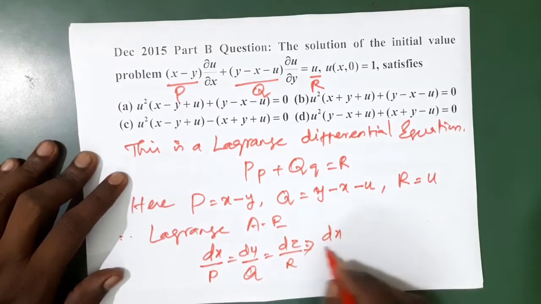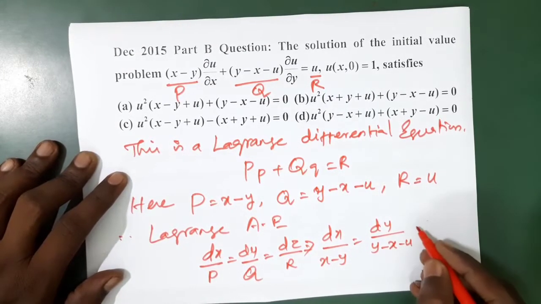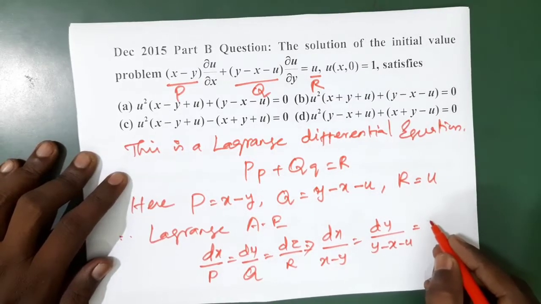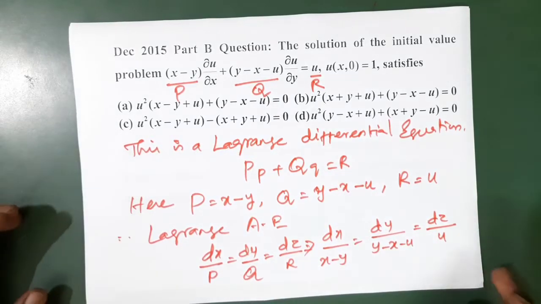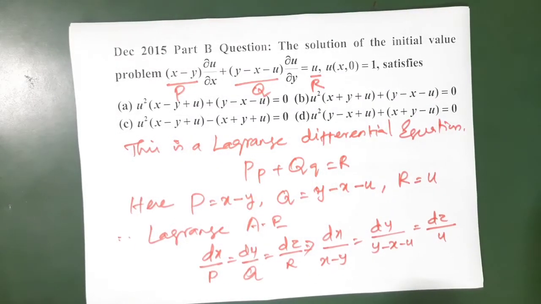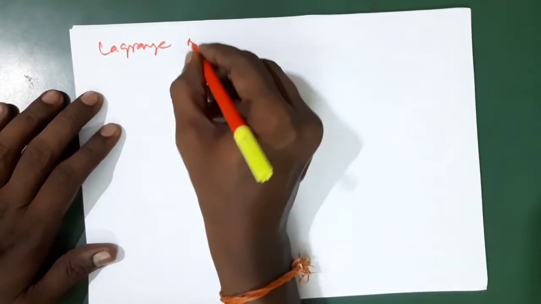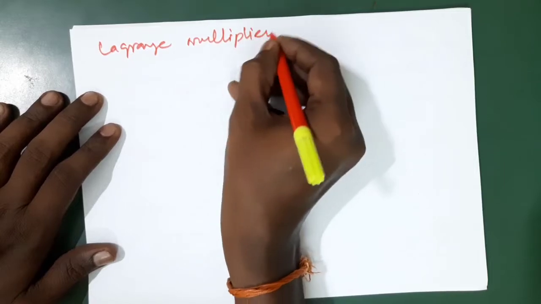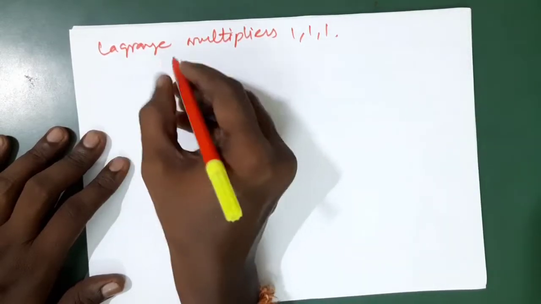This implies dx by x minus y, dy by y minus x minus u, and dz by u. This can be solved in two ways. The first is the method of grouping, and the second is the method of Lagrange multipliers. Here we are going to use the Lagrange multipliers, and we take the multipliers 1, 1, 1.